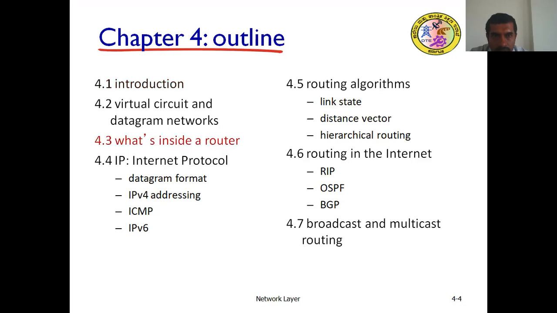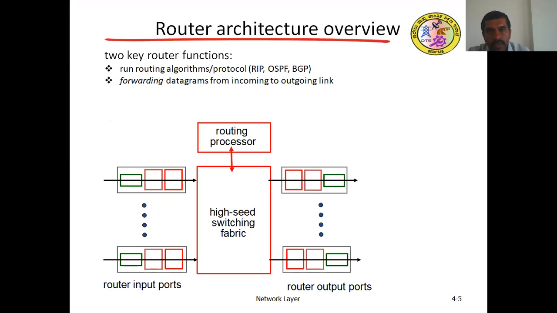You see the introduction and what's inside a router. Here you can see the architecture of a router. The two key router functions are to run the routing algorithms RIP, OSPF and BGP, and to forward the datagram from the incoming links to the outgoing links.